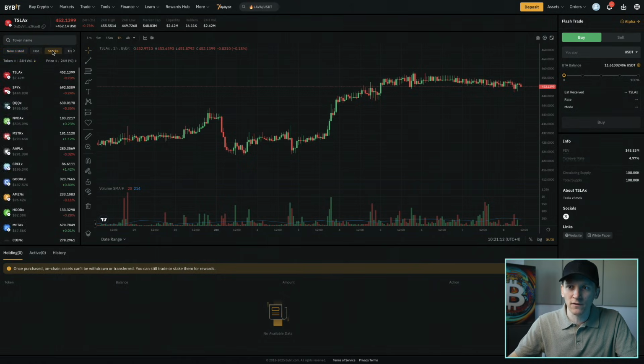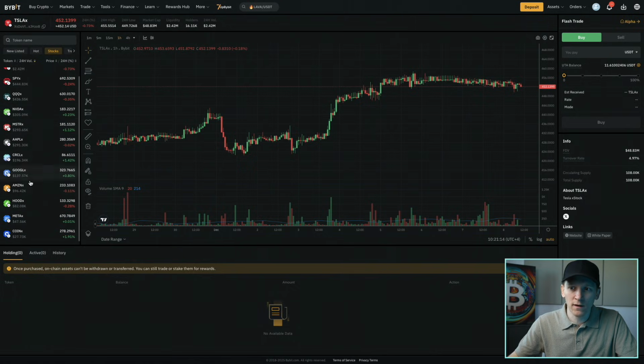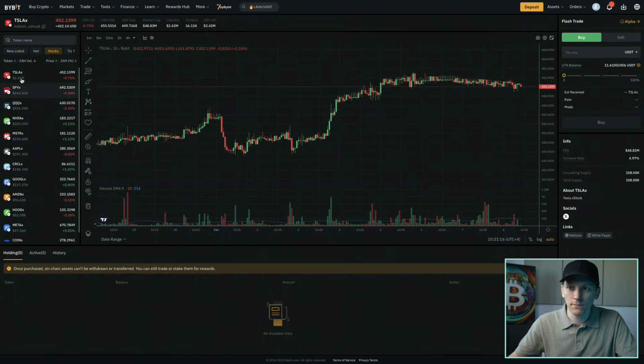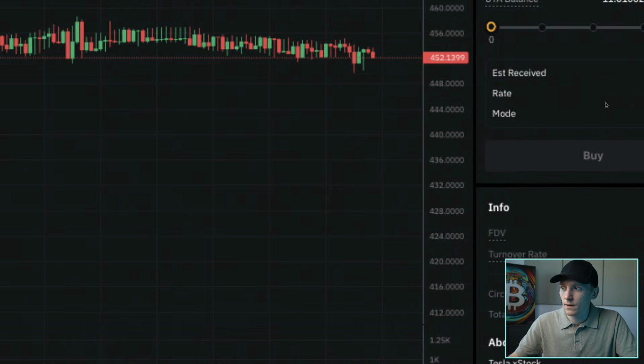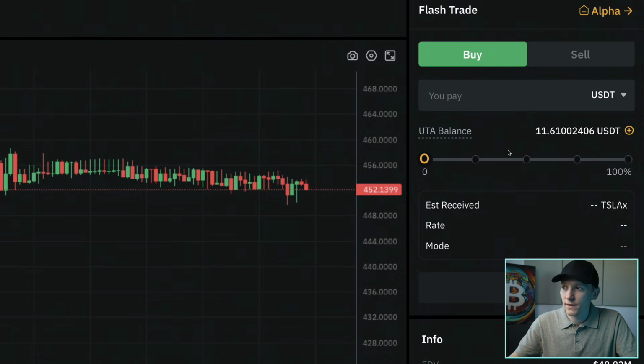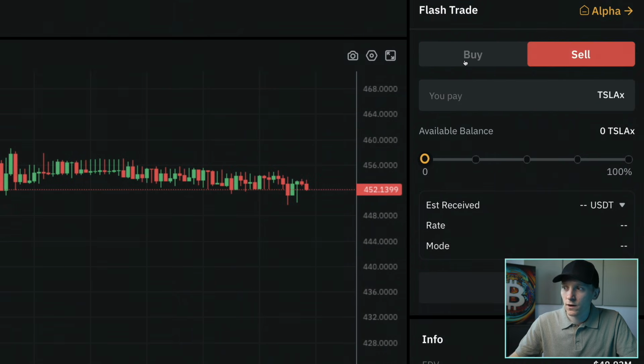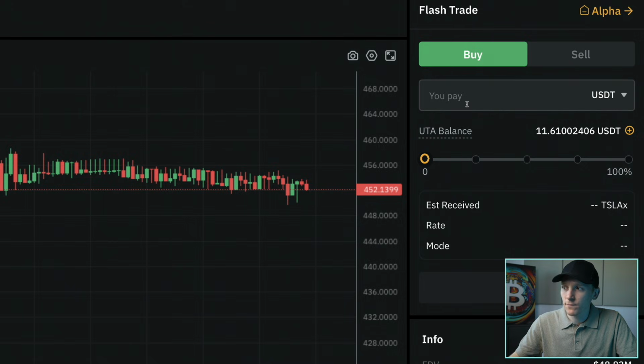I'll show you right here if we click stocks. These are just X stocks here. They may offer many more over time, but let's just click on Tesla, for example. And you can see the contract address here. It's on the Solana blockchain. Again, none of that really matters. We're just having a buy and sell button here. And then on the right-hand side, we want to go ahead and trade. Now, this is just like trading any other token. So you have a buy and sell button. And from here, you pay.